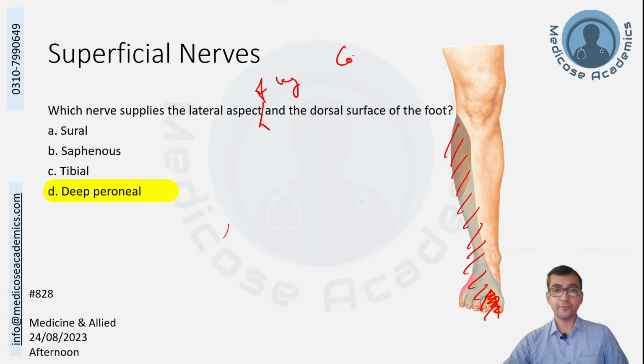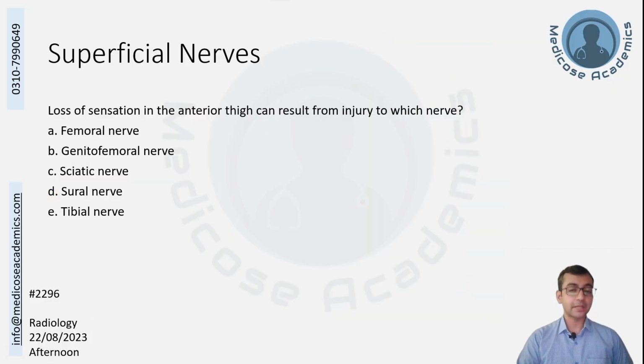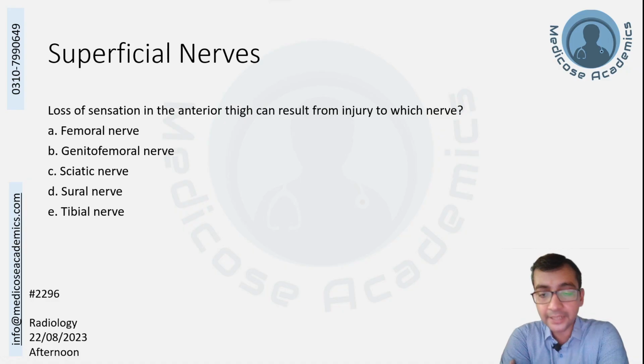Ideally the answer should have been common peroneal, but that is not given. None of the others is responsible for lateral aspect and anterior aspect. The sural nerve is supplying the back, the saphenous the medial aspect, and the tibial nerve supplying the plantar aspect of the foot. Loss of sensation in the anterior thigh can result from injury of which of the following nerves?